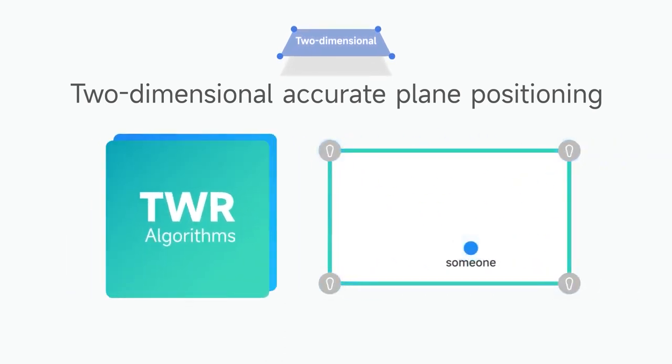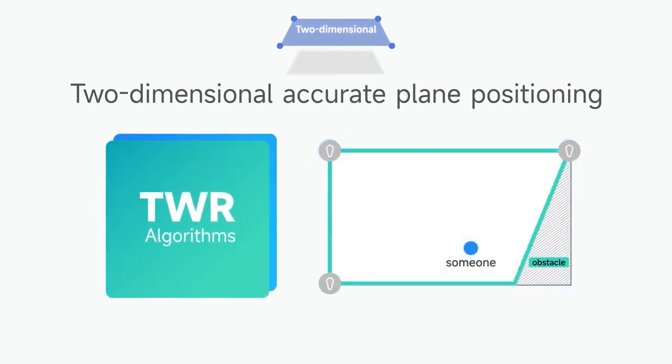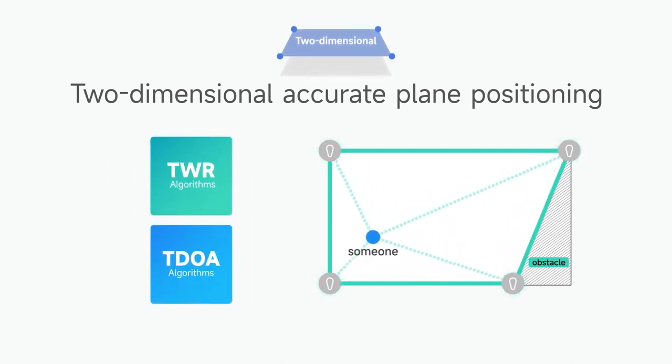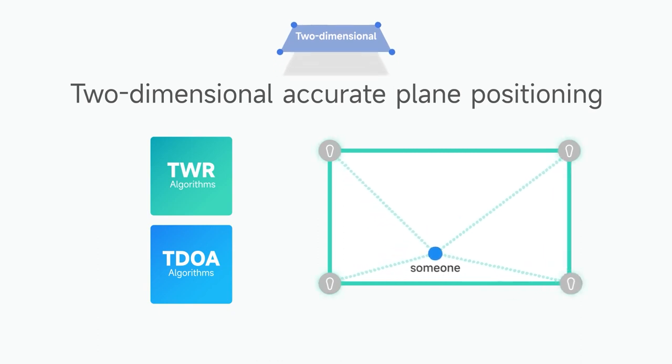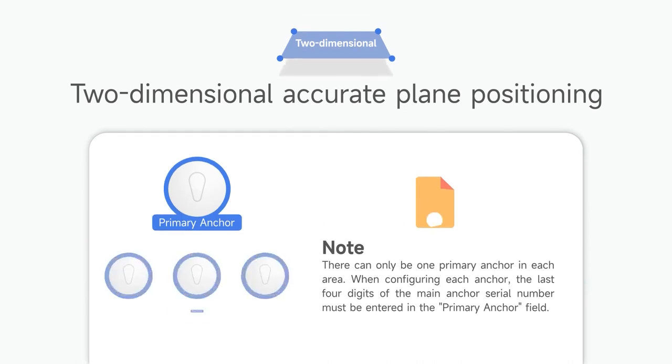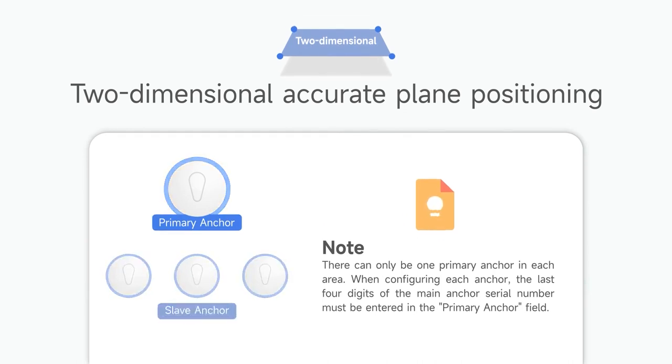When the TWR algorithm is used for positioning, the location of the anchor is free, and depends on the specific situation. In order to benefit from TDOA, it is generally recommended to arrange anchors in a rectangle. Note: there can only be one primary anchor in each area. When configuring each anchor, the last 4 digits of the main anchor serial number must be entered in the primary anchor field.